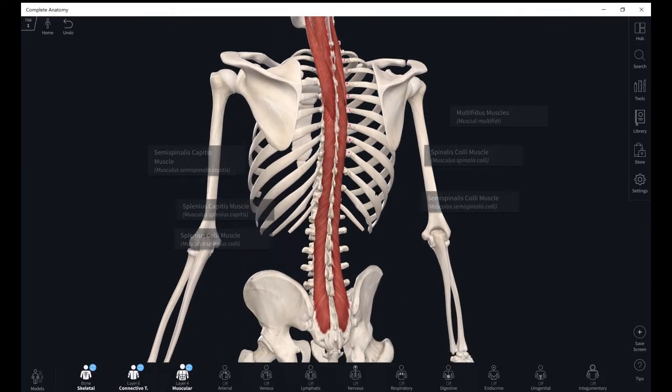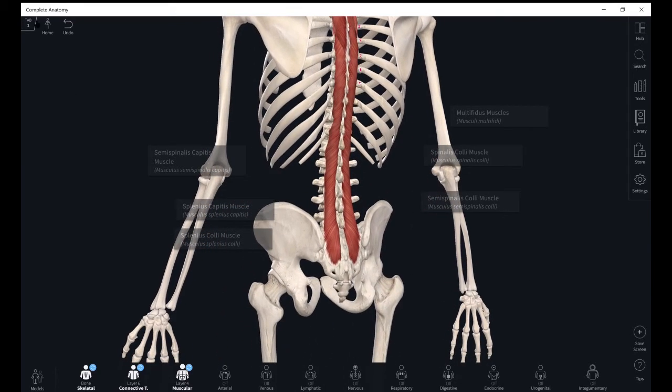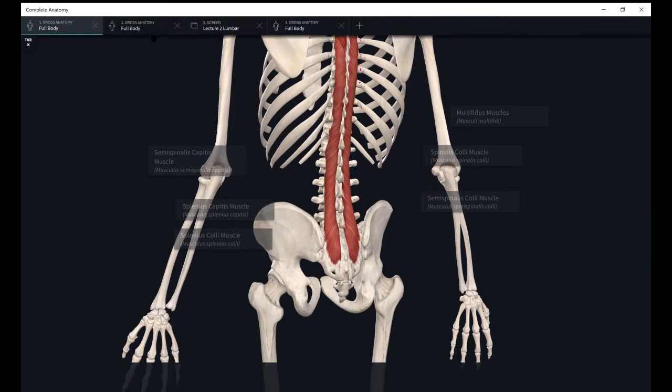For our surface anatomy for our lumbar spine, I'm going to switch tabs here. See if this is where we are. Give my software a chance to catch up.